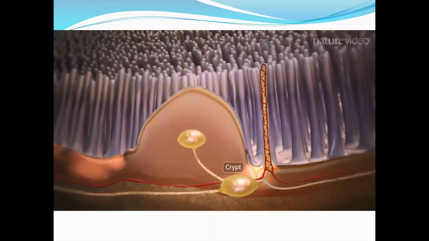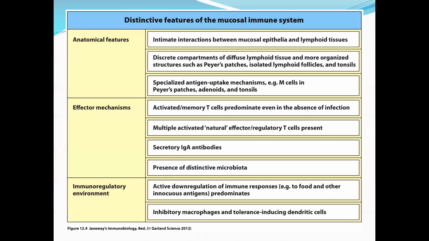So, in conclusion, then, firstly, you need to be aware about these unique anatomical features and structures, such as the Peyer's patches, the intraepithelial lymphocytes, these isolated B cell follicles that line the gut.